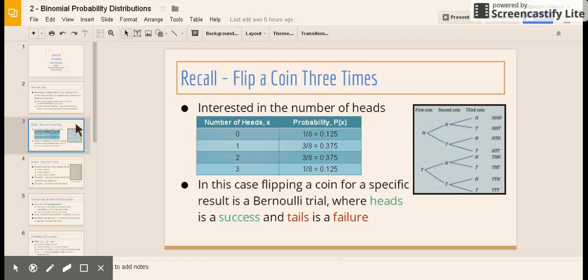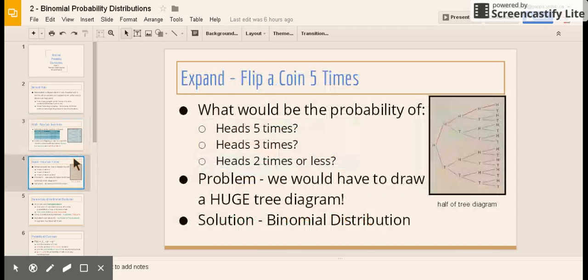So first of all, let's look at flipping a coin 3 times. All right, we are interested in the number of heads we get when we flip a coin 3 times. So I can create the probability distribution using my tree diagram. I can count up how many times I get 0 heads, how many times I get 1 head, 2 heads, and 3 heads, and create these probabilities. Okay, so in this case, flipping a coin for a specific result is considered a Bernoulli trial, where getting a head is a success and tails is considered a failure.